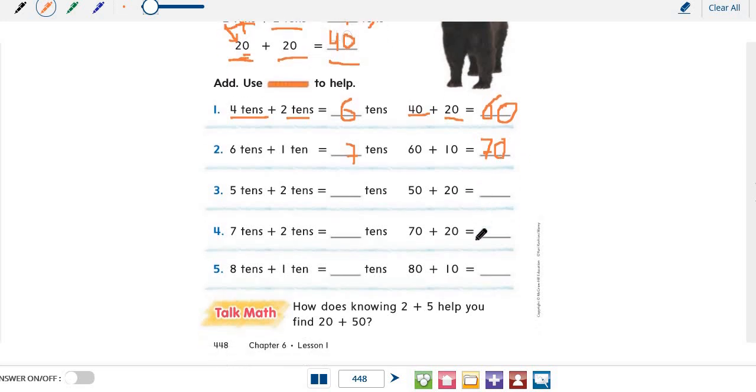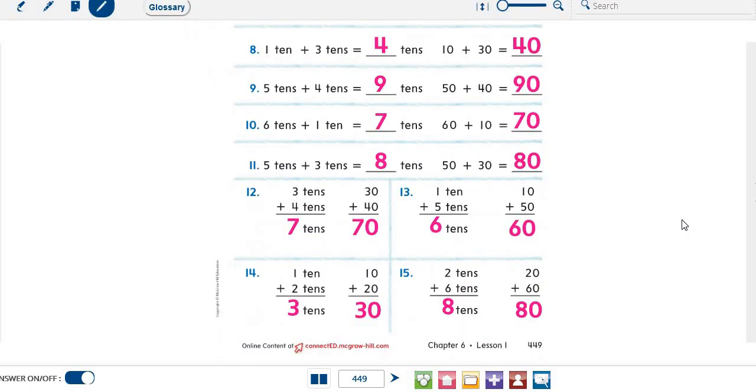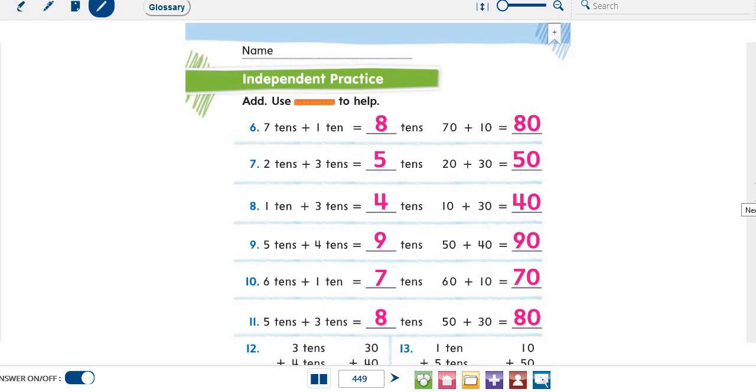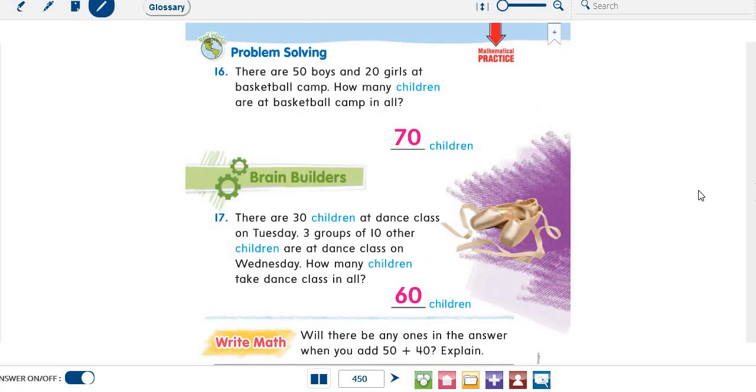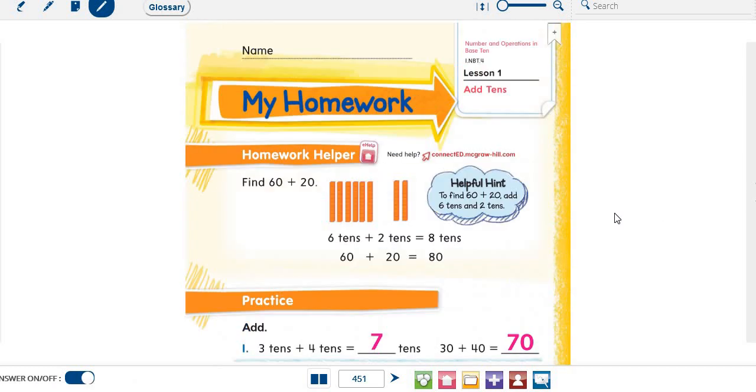Now it's your turn, grade 1, so please try to solve these questions by yourself, and then when you finish, you can check your answers here. The same for the next page, you can check your answers here. The next 2 pages are your homework, grade 1, so please try to solve them by yourself, and then when you finish, you can check your answers here.